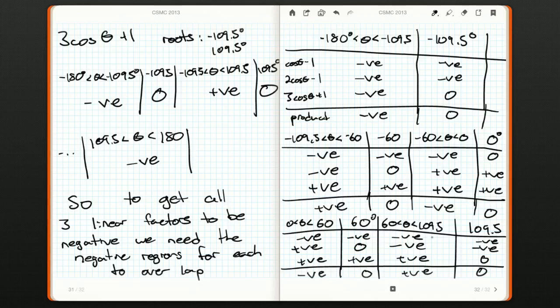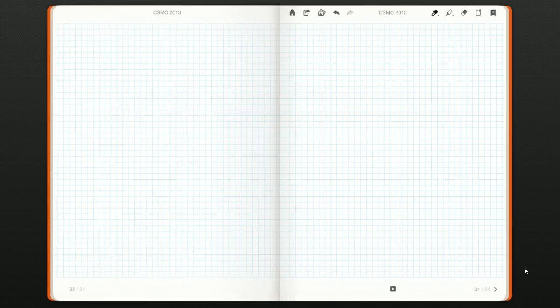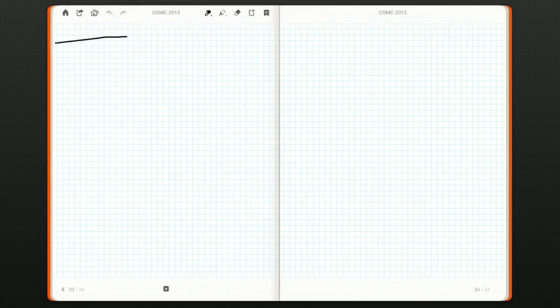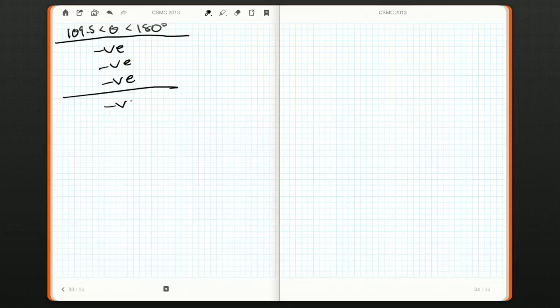So once again, we don't want this range. And we have one more range to go, and they'll all be negative here. If you don't believe me, go back and check our little charts. So 109.5 less than theta. It's really less than or equal to 180. I just can't remember what exactly it was we said. So this is negative, this one's going to be negative, and this one's going to be negative. So the product will be negative.